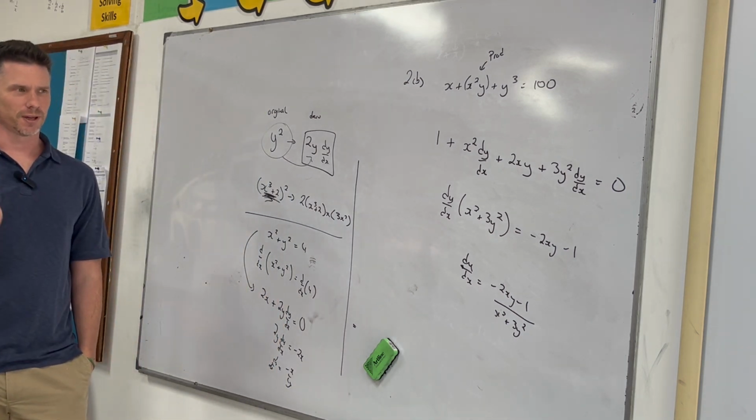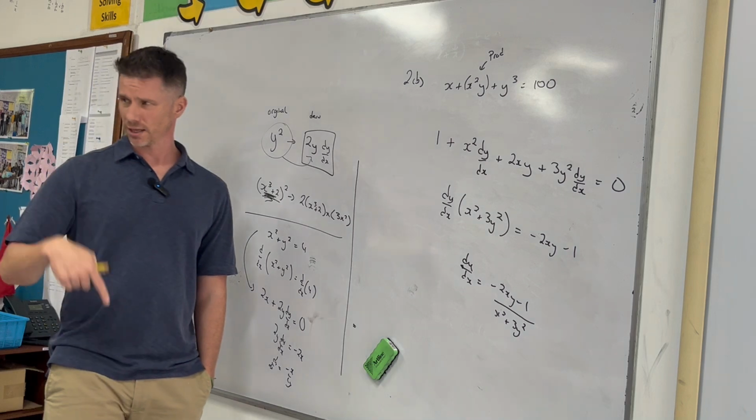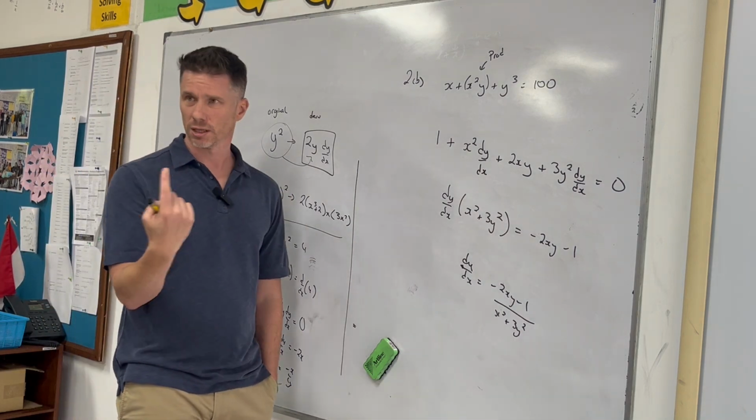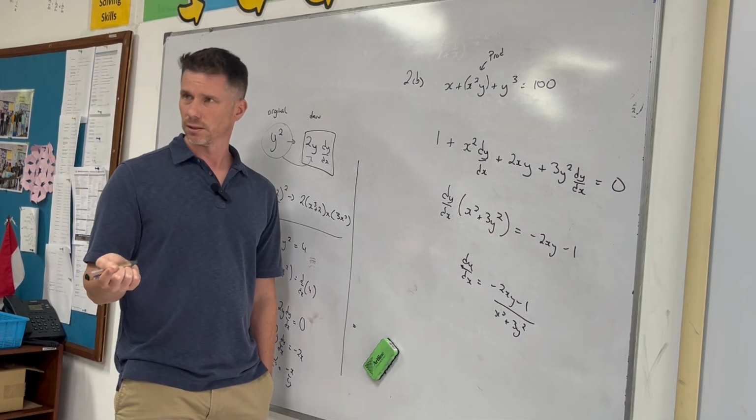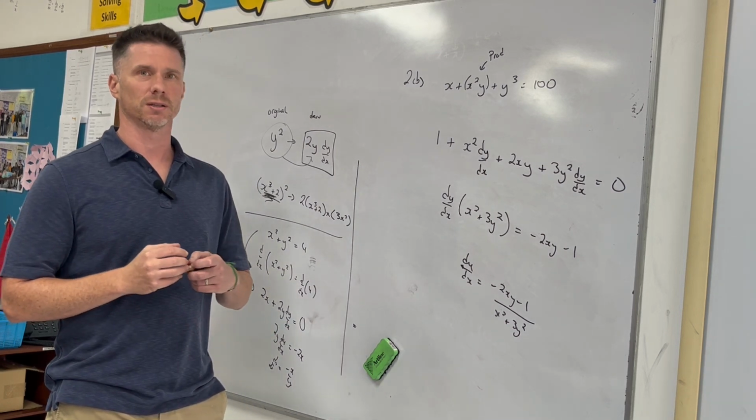And now if I want to find a derivative at a point, I no longer just sub in for x, I have to sub in for x and y, because both things affect the gradient at that point. The x and the y will affect the gradient at that point.